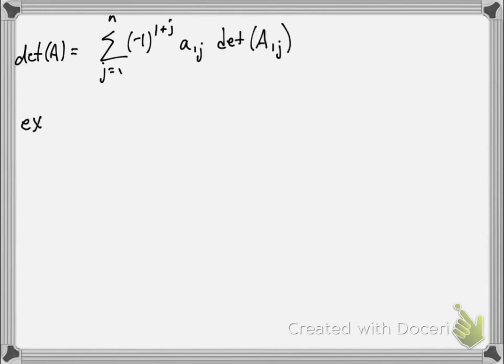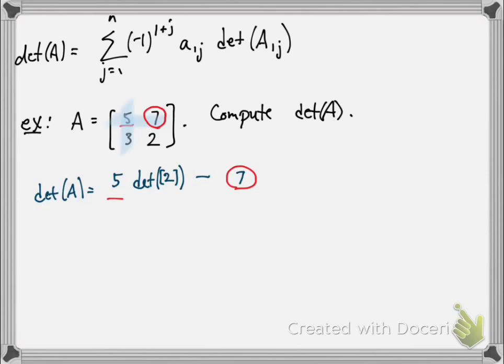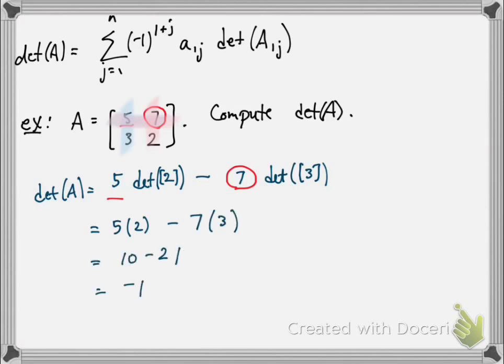So let's copy this formula over again here and compute an example. Let's take a look at the 2 by 2 matrix 5, 7, 3, 2 and compute its determinant using the formula. So I grab the 1, 1 entry of the matrix, that's a 5, times the determinant of the submatrix where I delete the first row and first column, minus, now I'm going to grab the 1, 2 entry, which is a 7, times the determinant of the 1 by 1 submatrix where I delete the first row and second column. And then I just compute and see the determinant is minus 11.